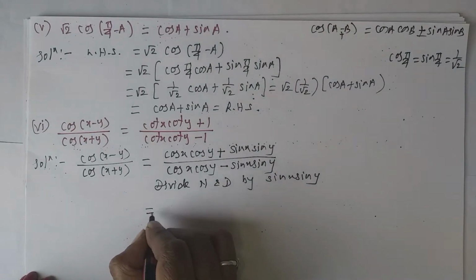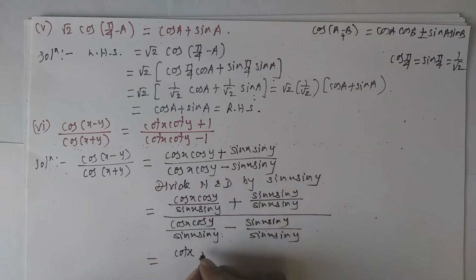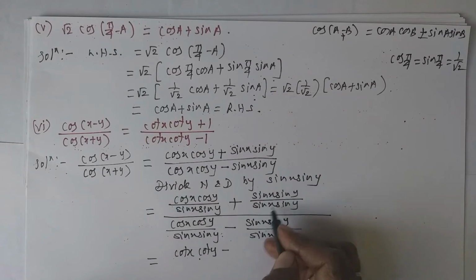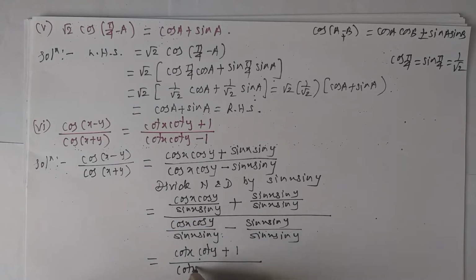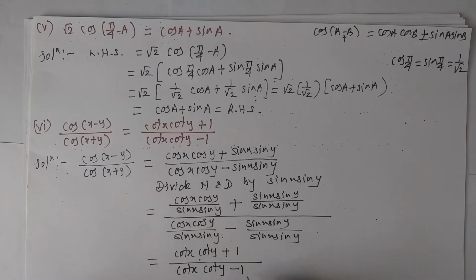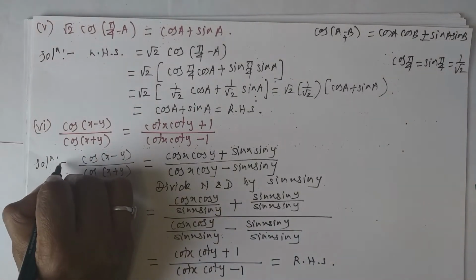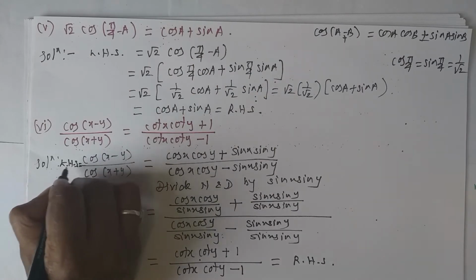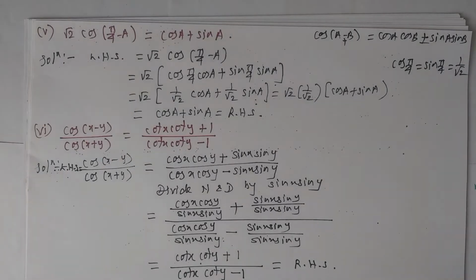And then I will get here. Now see there, cos x divided by sin x means this is cot x. Cos y divided by sin y means cot y. Here sin x and sin y will get cancelled, simply plus 1. In the denominator again cos x divided by sin x is cot x, cos y divided by sin y is cot y, and this will get cancelled and it will be simply 1. This is equal to your right hand side. In this way we have proved left hand side is equal to right hand side. Okay. Problems are very easy if you know the formula.